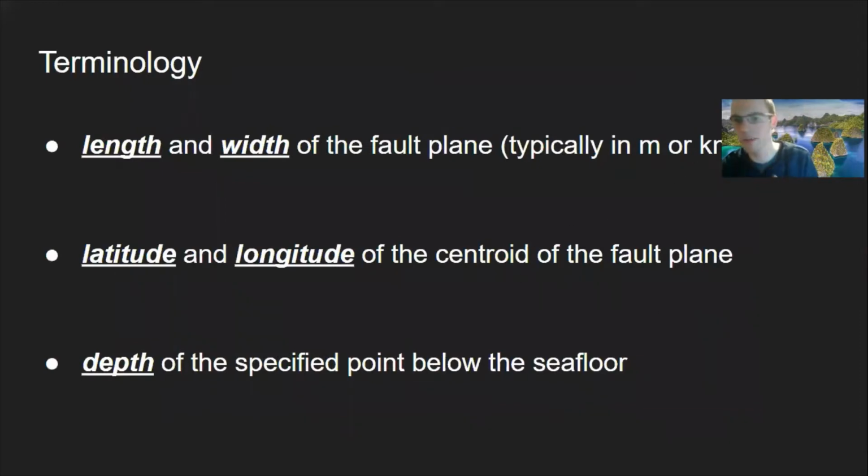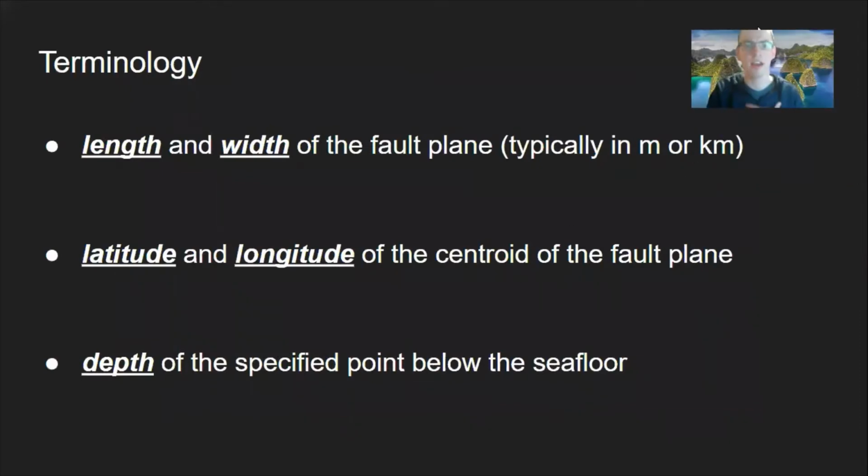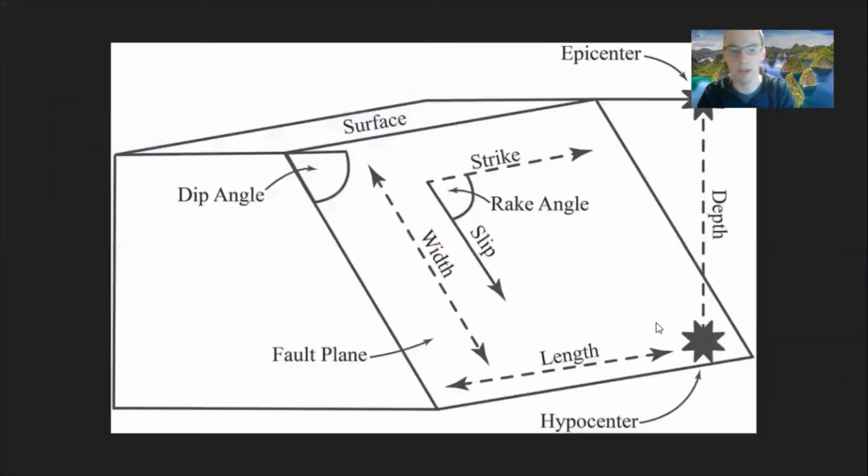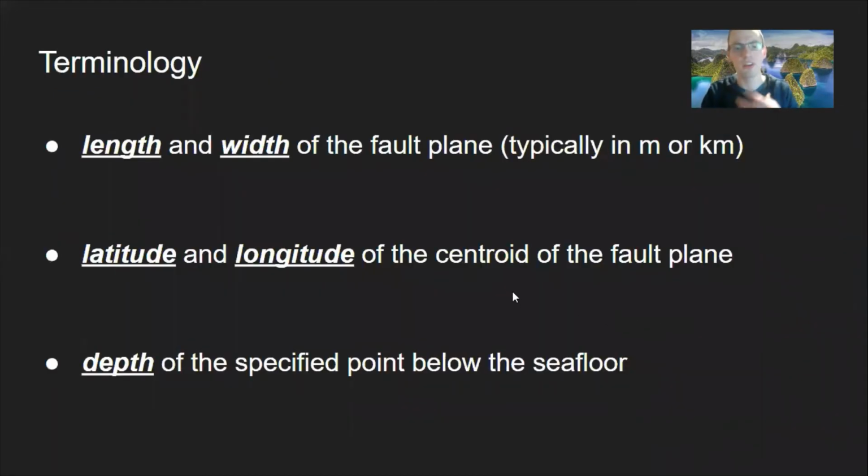So let's start with some of the basic ones that you're probably familiar with. We talk about the length and width of the fault plane. That is in reference to the length and width of the rupture zone here. Essentially, how long is that section of the plate boundary that is breaking and moving past after pressure has built up. We're also going to talk about the latitude and longitude of the centroid of that fault plane.